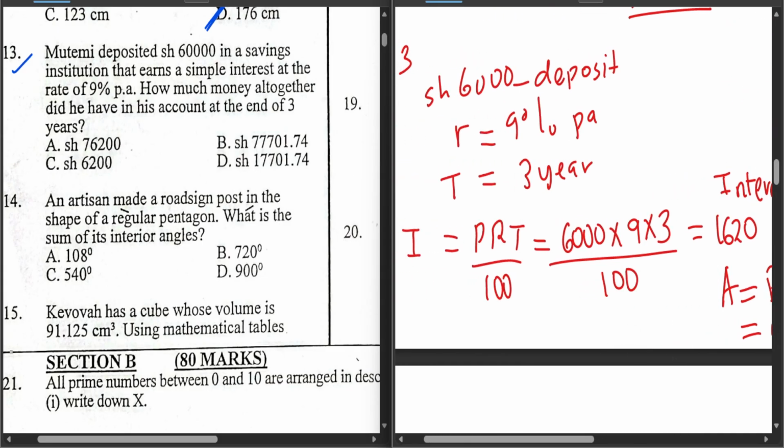No, sorry. I thought it was 6,000, but it's supposed to be 60,000. So this one here, I'm very wrong. So it's supposed to be 60,000. That's what I was wondering.